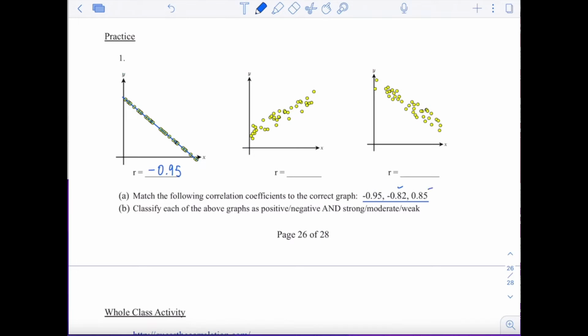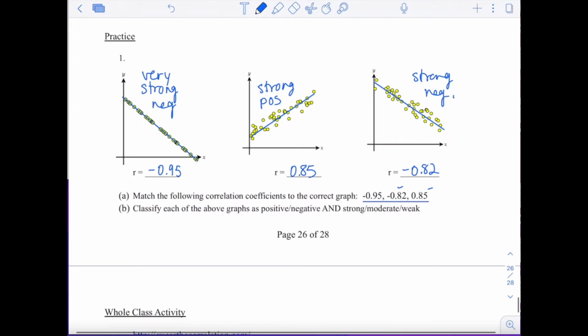I think the tell here is that one of them is negative and one of them is positive. This would be a positive sloping line of best fit. This would be a negative sloping line of best fit. So I really have only one choice here. Okay, so I would call this very strong negative, and I would call both of these strong as well. This is strong positive, this is strong negative.